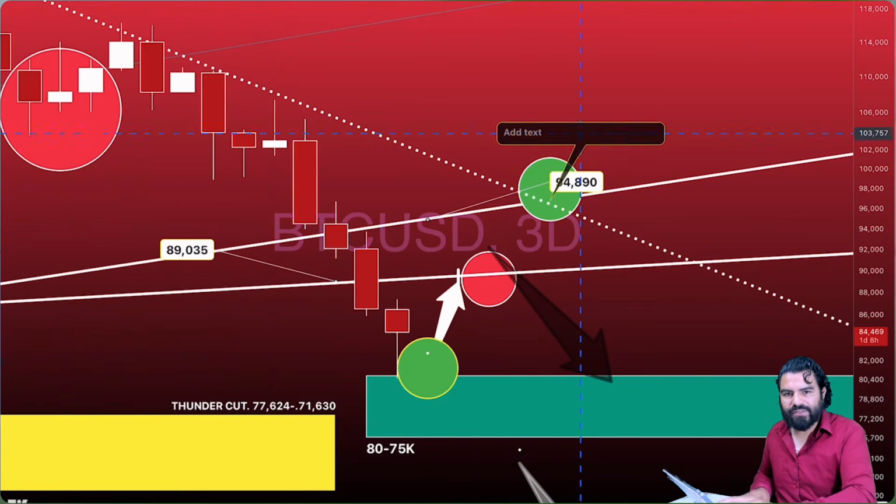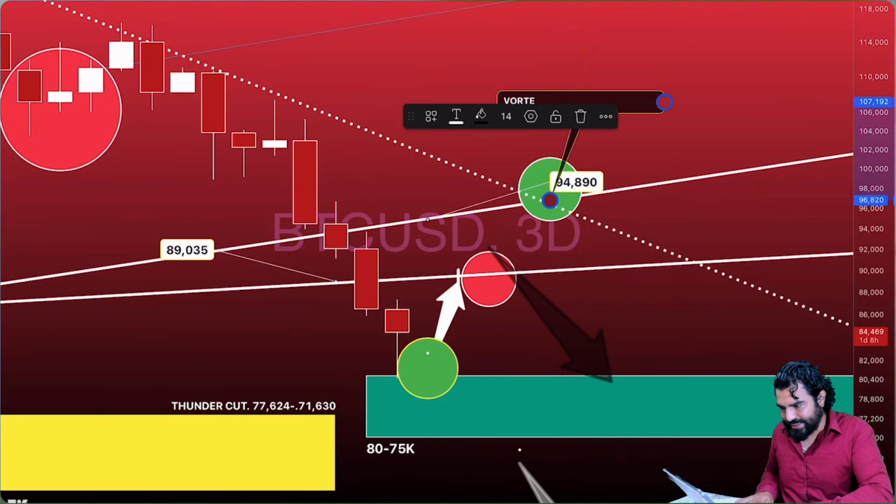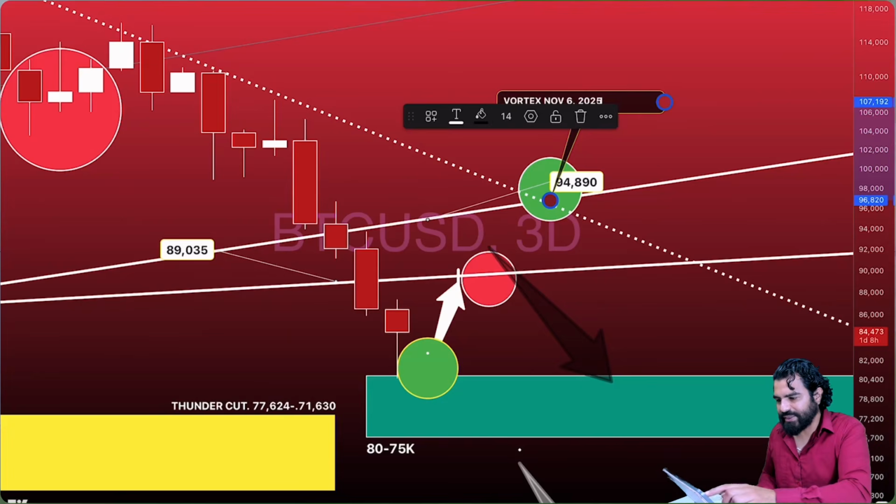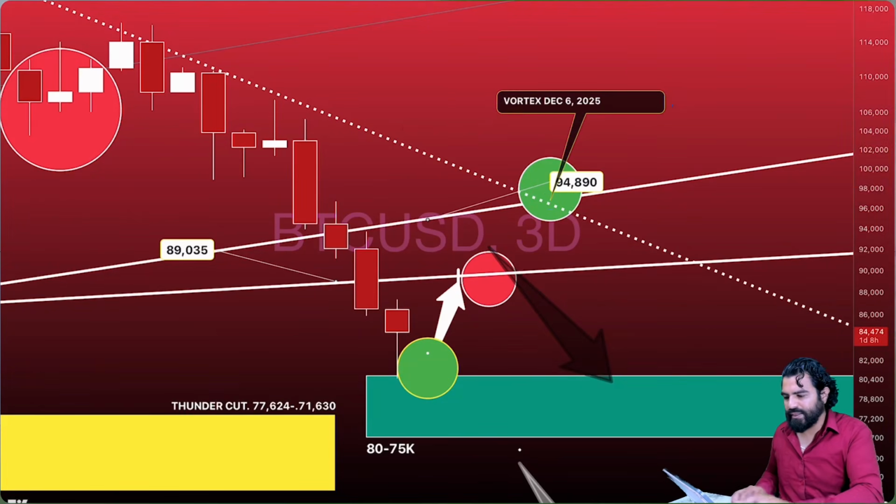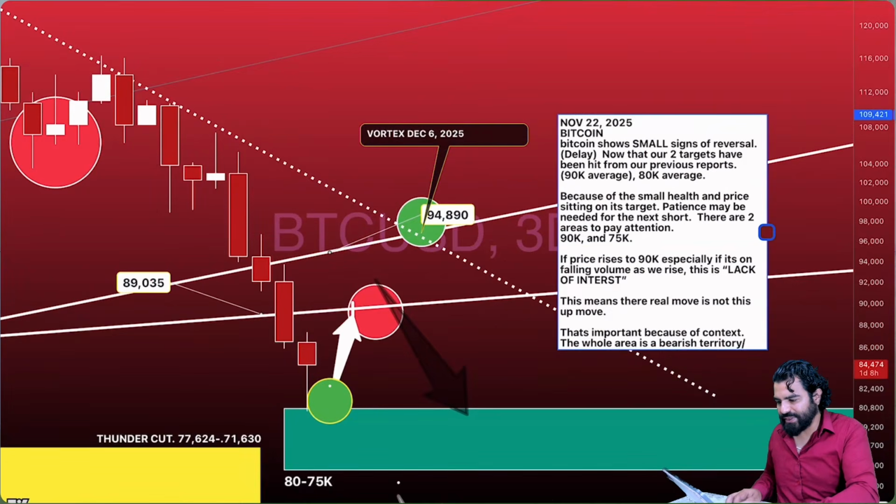So I'm going to put all of this on your map. Vortex, November 6th, 2025. No, December 6th, sorry. December 6th. All right, let's put those comments on so you can see.